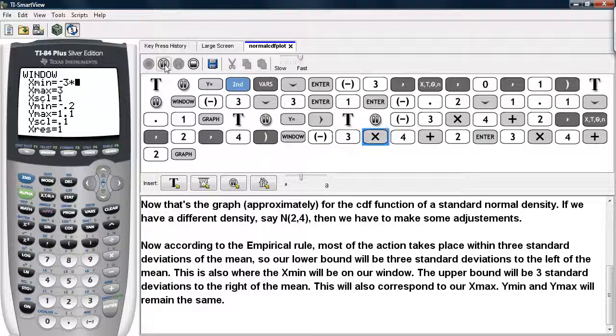We're going to set up our window now to say that -3 times 4 plus 2, that's our 3 standard deviations to the left. 3 times 4 plus 2 will be our 3 standard deviations to the right. And then we'll do our graph. And here we can see an approximation to the CDF for a normal density. And this is how you can obtain graphs of cumulative density functions for normal densities on the TI calculators.